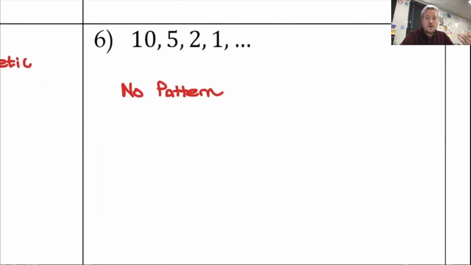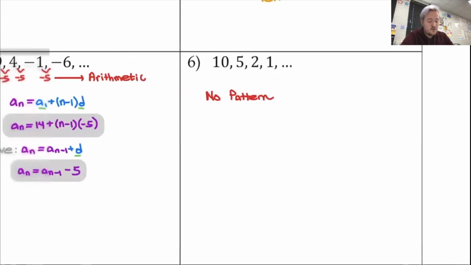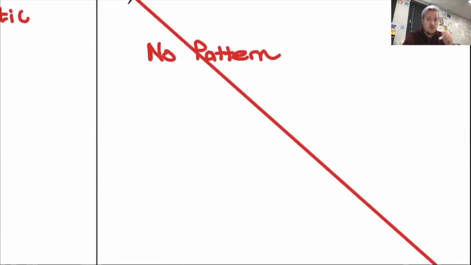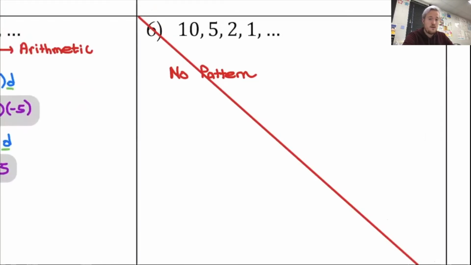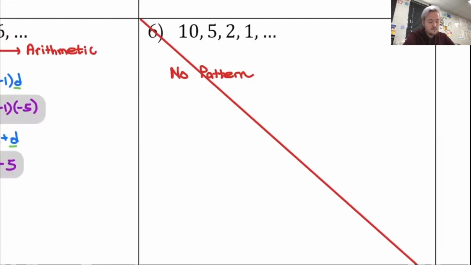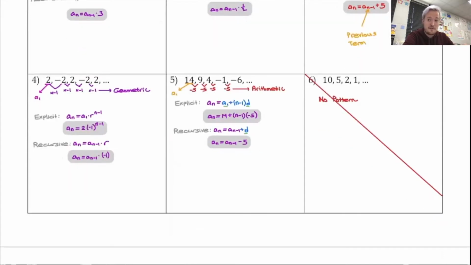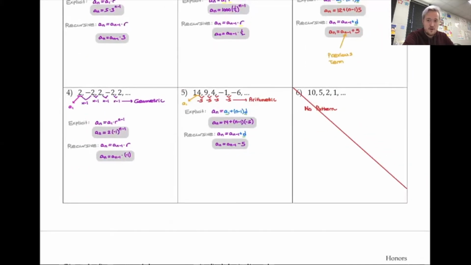So whenever you come across a problem where it's not arithmetic or geometric, what you're going to do on that problem is you're literally just going to draw a line through the problem and just cross it out. So whenever you cross it out, that's going to be your way of saying this is no pattern. You should definitely still write no pattern and then cross it out. Don't just cross it out. You still need to write no pattern so that we know you know it's no pattern. If you just cross it out, you're just omitting a problem.